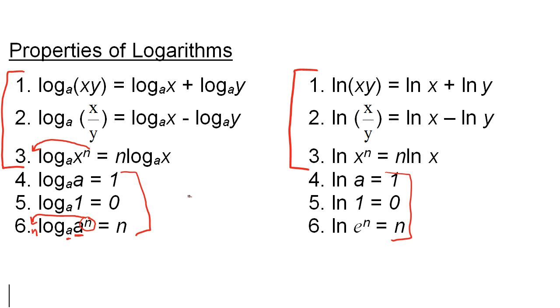I didn't talk about this one. Remember the graph that I showed you? The log of 1 is always 0 because the exponent that I have to put on the base to get 1 is 0. Over here, the exponent that I have to put on my base to get a is 1. And over here, if I ask what's the exponent that I have to put on the base to get a to the n, well, the answer would be n.